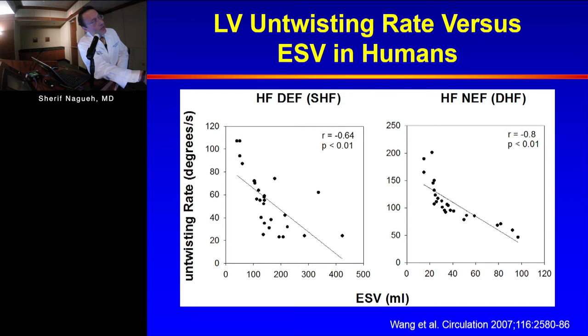On the other hand, the relation with the end-systolic volume is more consistent, whether EF is depressed or normal. Notice that ventricles with a larger end-systolic volume, these are ventricles that have less recoil, are associated with lower untwisting rates. So one can ask the question, why do ventricles with large end-systolic volumes have lower untwisting rates?